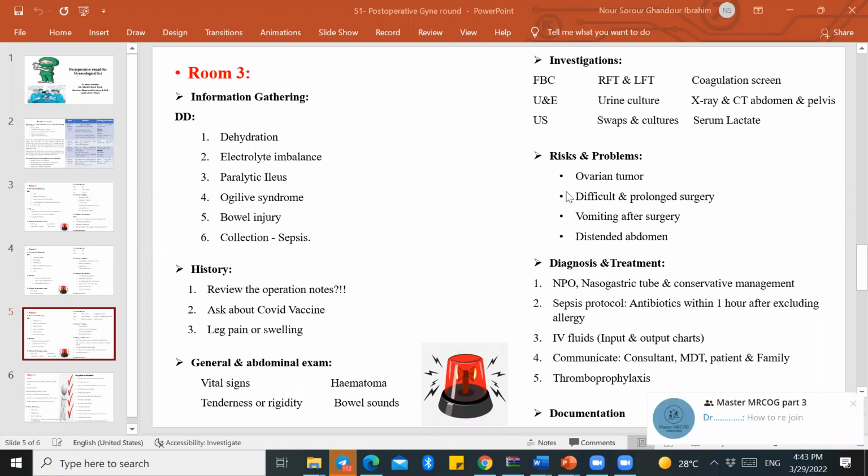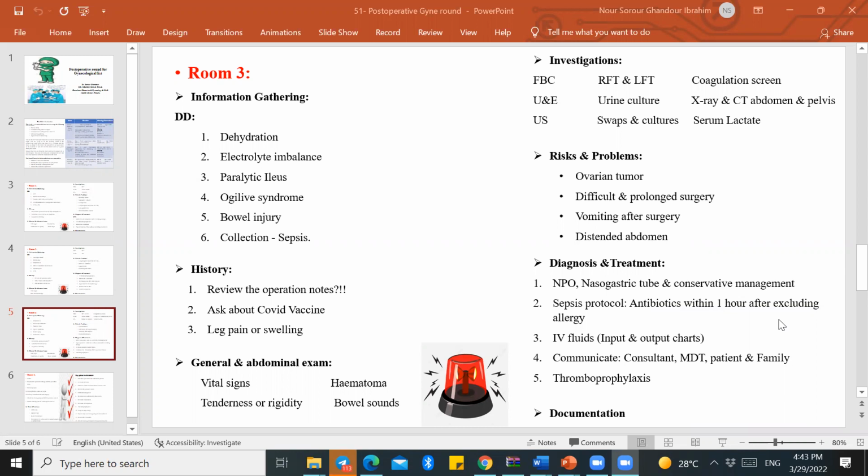Debulking surgery is difficult and prolonged surgery. There is vomiting and distended abdomen after the surgery. This is another risk for possibility of paralytic ileus, possibility of bowel or other organ injury. So what you are going to do here in this case, with the first possibility as a paralytic ileus from the prolonged surgery and the bowel was exposed for a long time, so this is the first possibility.